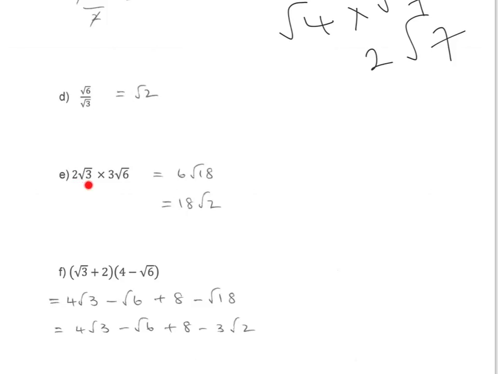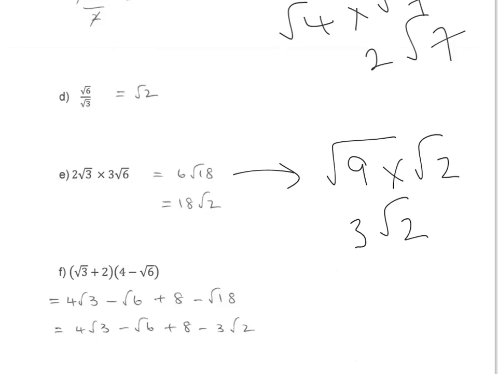Part E, we've got 2 root 3 times 3 root 6, so the multiplication rule. We've got numbers on the outside which we multiply, giving us 6. The numbers inside the square root sign we're also going to multiply, giving us 18. But root 18 can be simplified. There is a square number that will divide into that. Root 18 we can write as root 9 times root 2, with root 9 being 3 times the root 2. But it's 6 root 18 I want, so we want 6 times this, giving us 18 root 2.